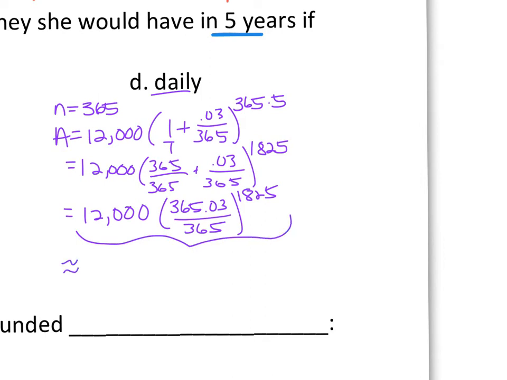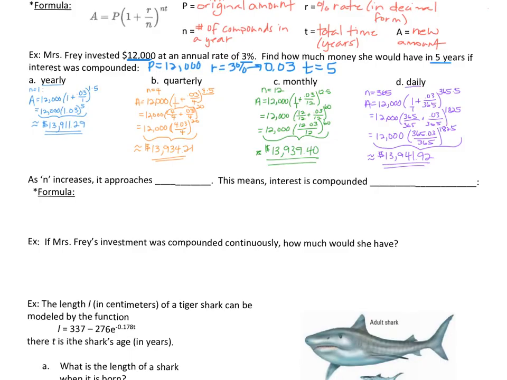And after 5 years, if a bank gave you interest daily on your investment, you would end up with $13,941.92. Obviously, out of the 4 choices, that would be the best deal. Technically, though, you could go smaller yet. Instead of monthly or daily, you could do hourly. You could do every minute, every second. That would be kind of crazy. But as n increases, it would approach infinity.